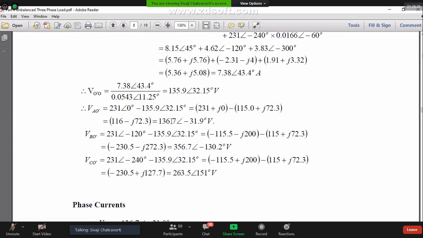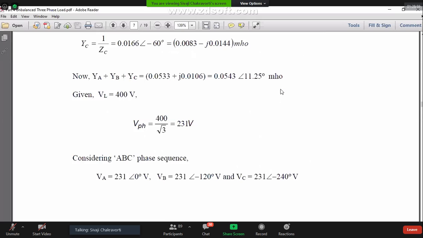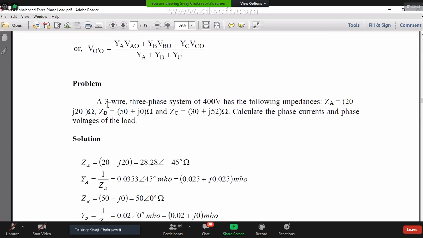So I take a problem. Again, read 30 seconds. Good. Now let me take it. A three-wire, three-phase system of 400 volt. So line voltage is 400. And it's a three-wire system. Always read the problem very carefully. Problem statement: it's a three-wire system. So there is no neutral here. So ZA, ZB, ZC is given. Calculate the phase currents and the phase voltages.